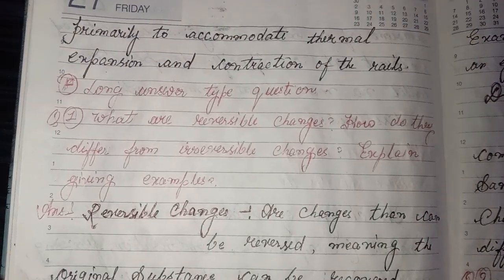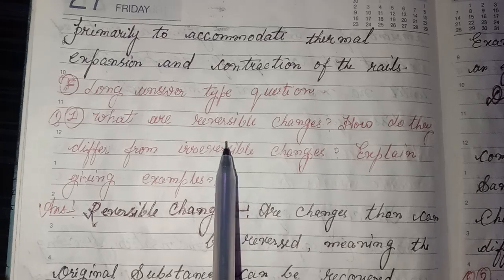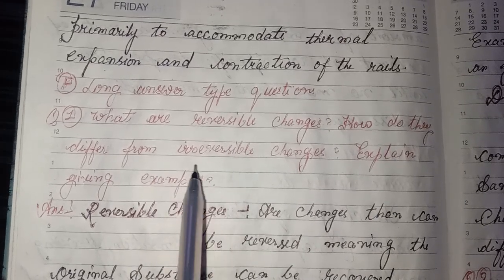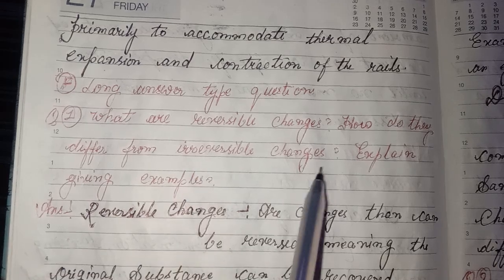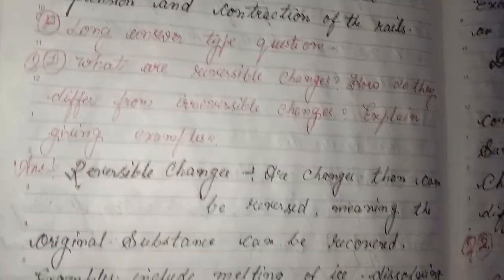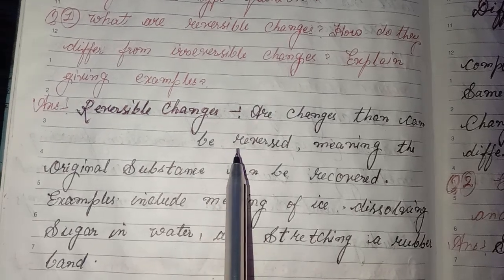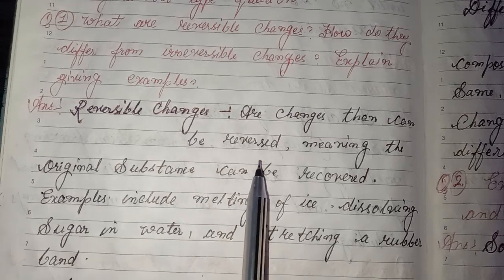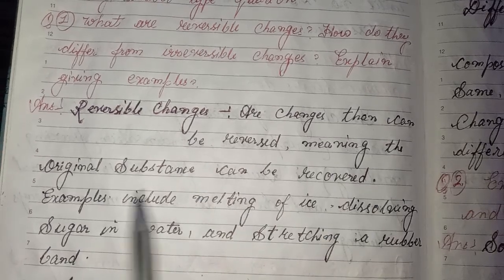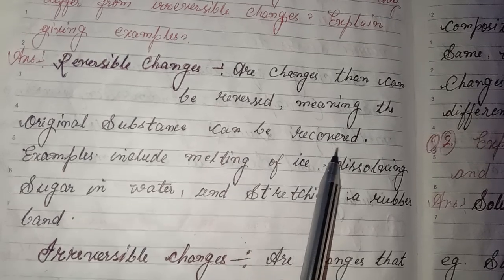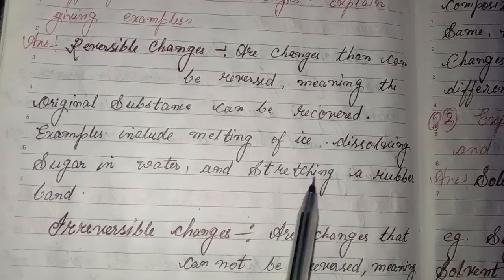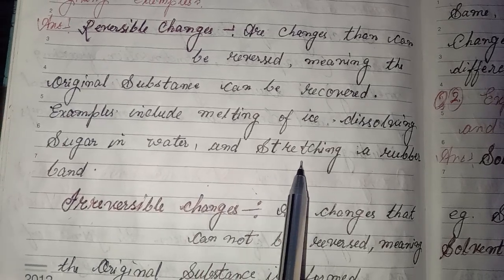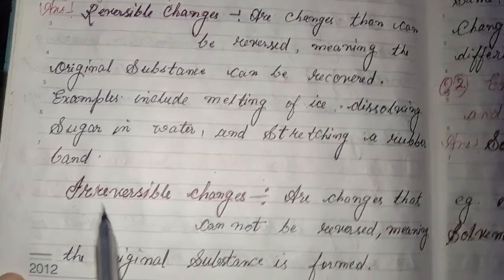Long answer type questions. What are reversible changes? How do they differ from irreversible change? Explain giving examples. Answer: reversible changes are changes that can be reversed, meaning the original substance can be recovered. Examples include melting of ice, dissolving sugar in water, and stretching a rubber band.